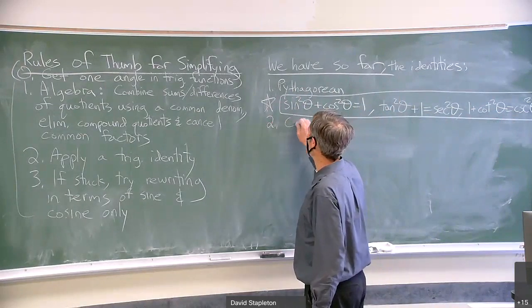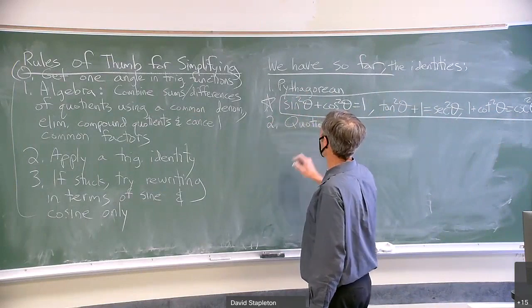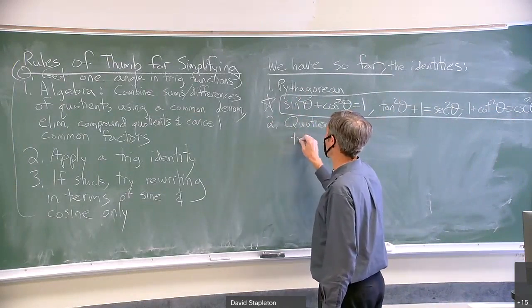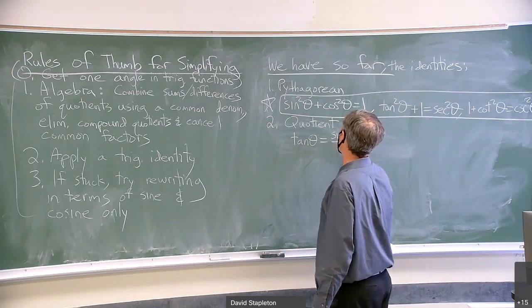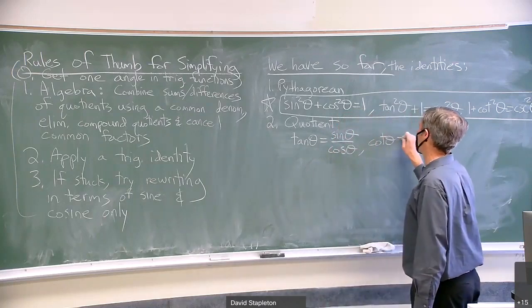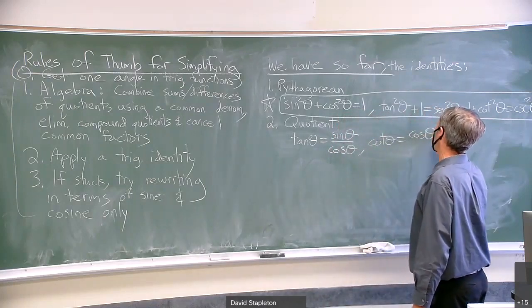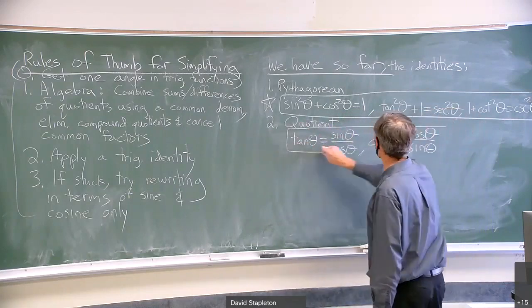How about these, the quotient identities? Remember those? The quotient identities, where there's 2 of them, say tangent theta can actually be written as sine theta over cosine theta. And similarly, cotangent theta is cosine over sine. These are used extensively. Have to memorize those.